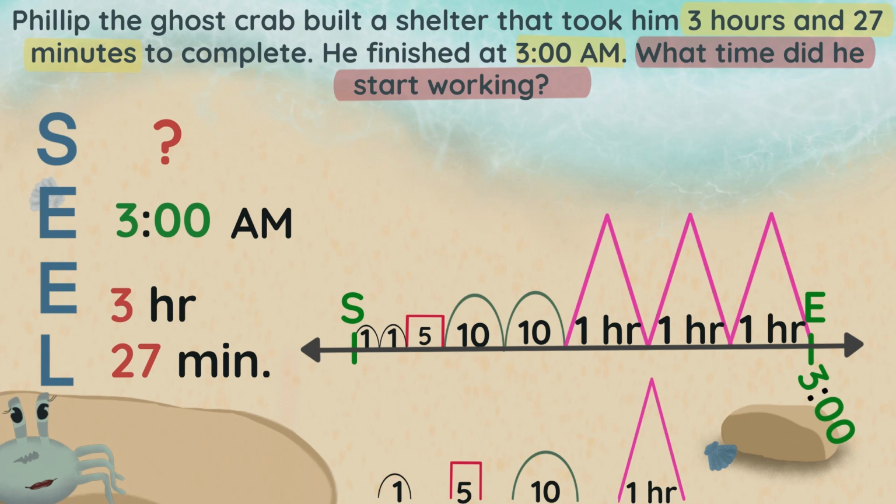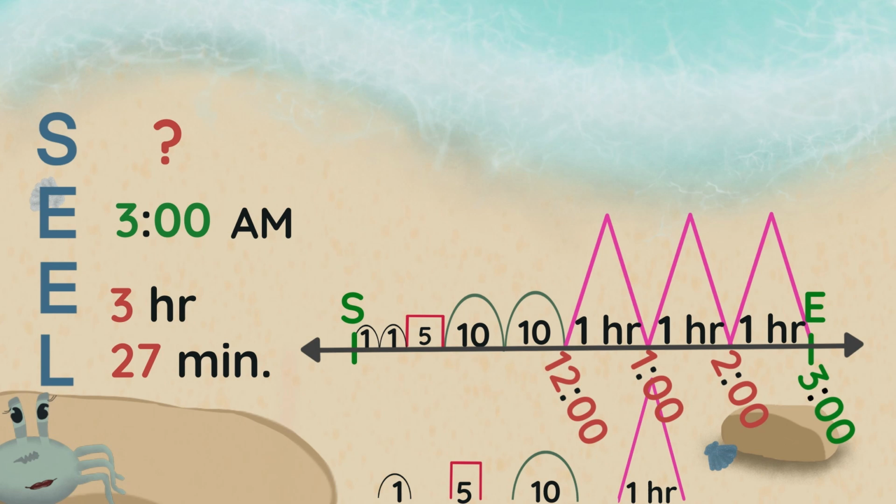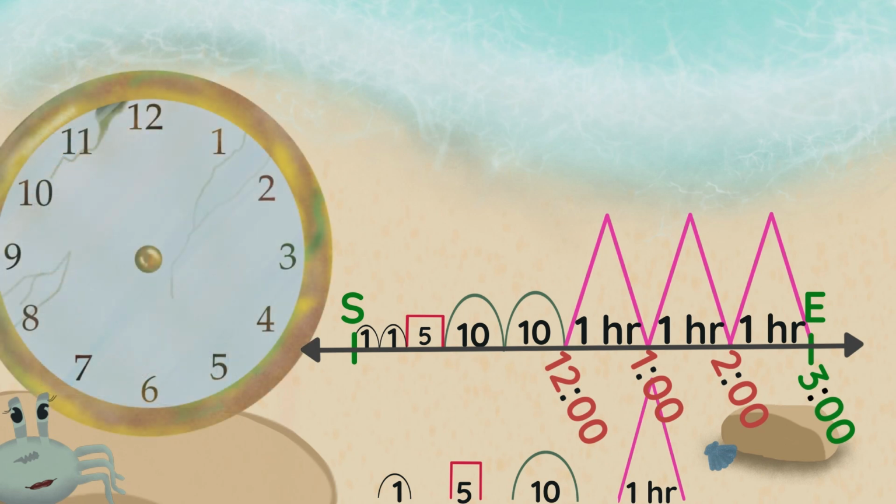3 a.m. minus 1 hour is 2 a.m. 2 a.m. minus 1 hour is 1 a.m. 1 a.m. minus 1 hour is 12 a.m. Now we can subtract the minutes. To subtract time, it can be helpful to use a clock. 12 minus 10 minutes is 11:50.